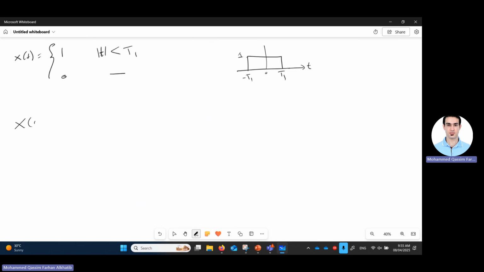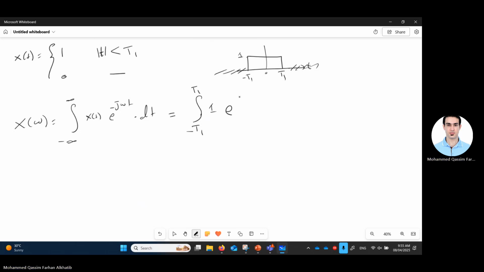So X of omega equals the integration from negative infinity to infinity of x of t e to the power negative j omega t dt, and that equals the integration. Since I have zeros beyond negative t1 and t1, my integration is from negative t1 to t1, the amplitude is 1, e to the power negative j omega t dt.